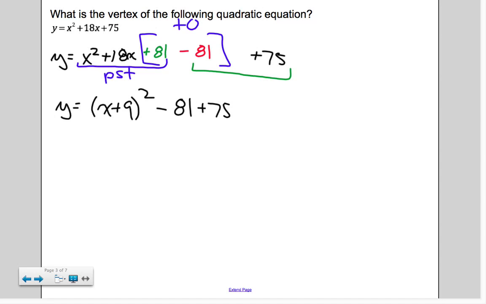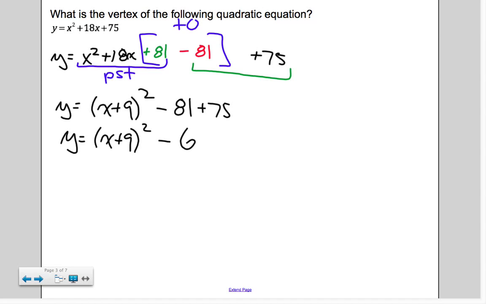Doesn't the 81 cancel out? So why do you still have to put the negative 81? It doesn't cancel because I use it as part of my PST, my perfect square trinomial. But what I can do is now simplify my 81 plus 75, and I get negative 6.